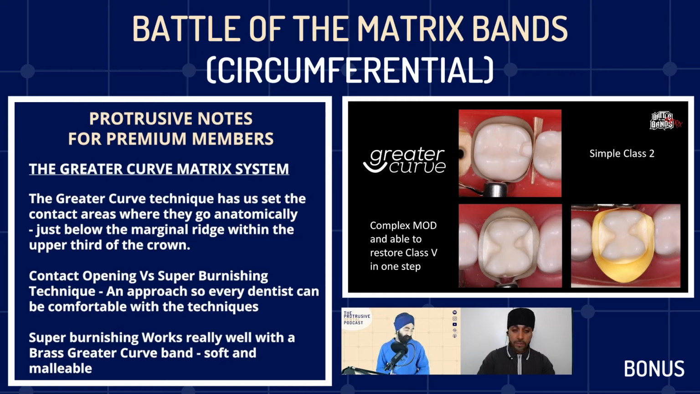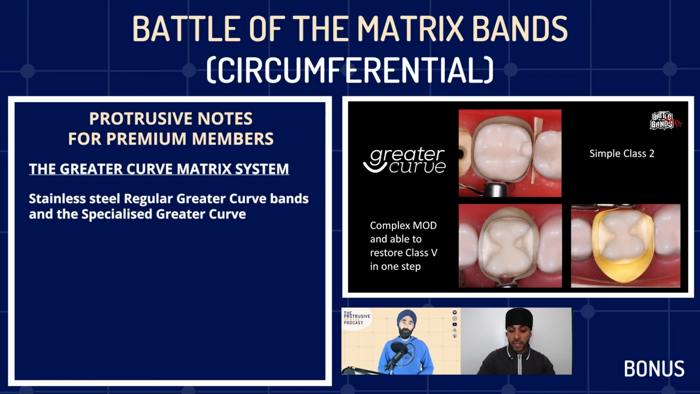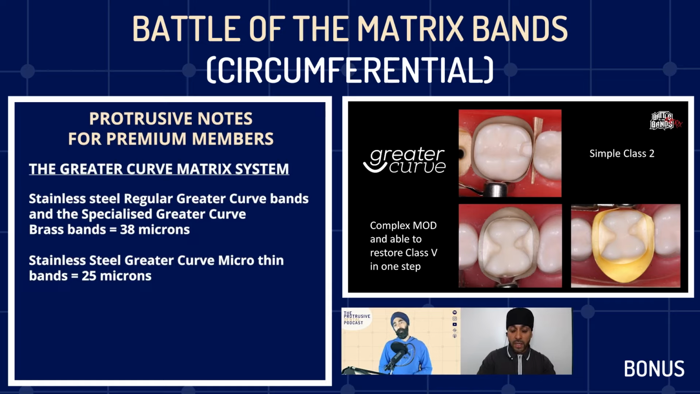And just because you might have this data, I forgot to ask you earlier: something like a ProMatrix straight band, do you know how many microns that is? It's thicker, it's around 50. Okay. So we're talking decent numbers here, which is good. So it's not like 90, 100 microns. But this is 38, yeah? The standard greater curve. Yeah. So the stainless steel range and the brass range are 38 micron. And then the micro thin comes in at 25 micron. Actually, just to touch on that, the micro thin was made in response to dentists who wanted a thin matrix band to use conventionally, to actually wedge and part the teeth.